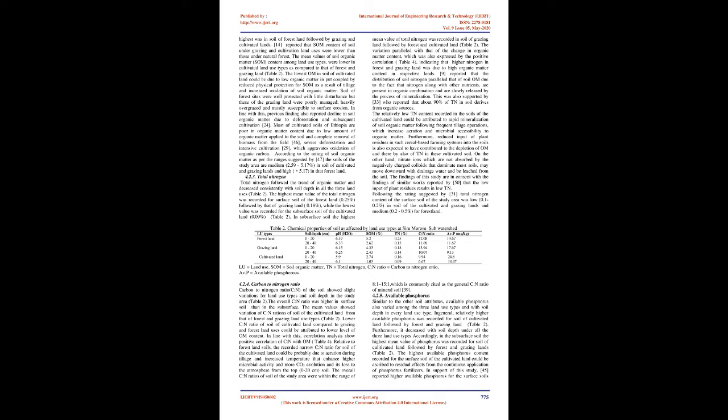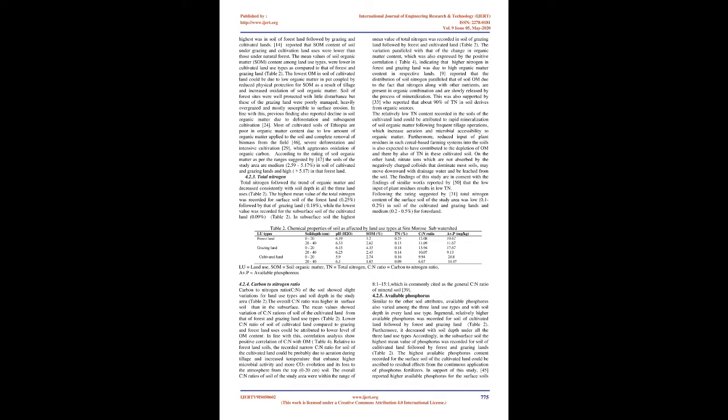The surface soil OM content was the highest in soil of forest land, 5.2%, followed by soil of grazing land, 4.33%, and cultivated land, 2.74%, Table 2. The same trend was observed also for the subsurface soil of the respective land uses. The highest was in soil of forest land, followed by grazing and cultivated lands. [14] reported that SOM content of soil under grazing and cultivation land uses were lower than those under natural forest.